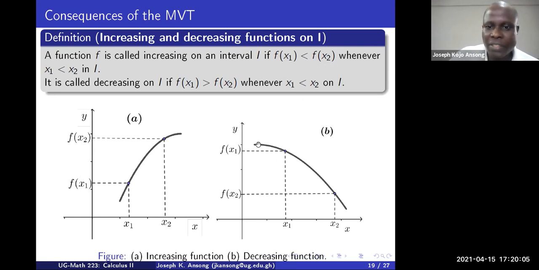And if the function is decreasing, as in B here, then the value of the function at this point has to be greater than the value of the function at this one, okay? And we are saying this because MVT can help you to actually prove the theorem that governs this.